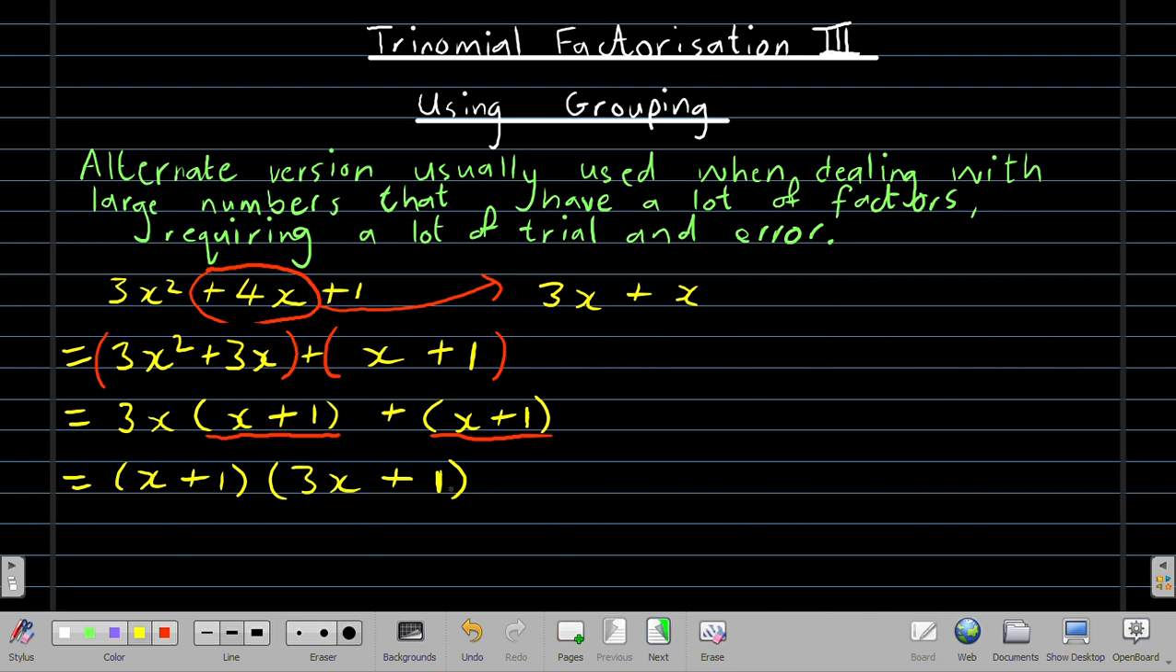Because in this case, in order to get x plus 1 from here, you're going to have to multiply x plus 1 here times 1 to give you x plus 1. And just like that, it's factorized.